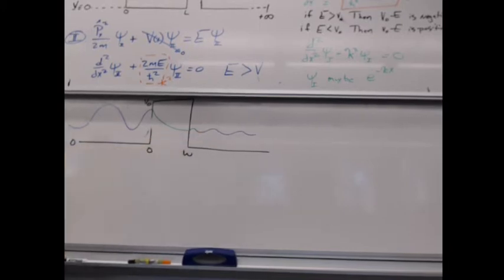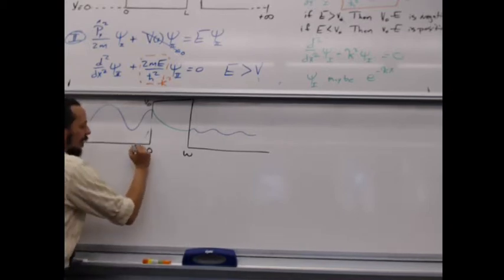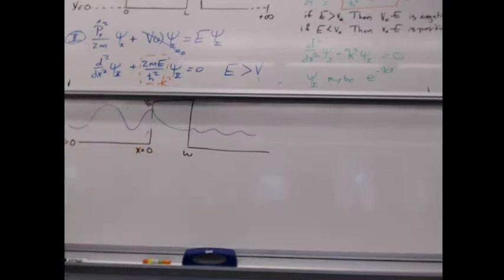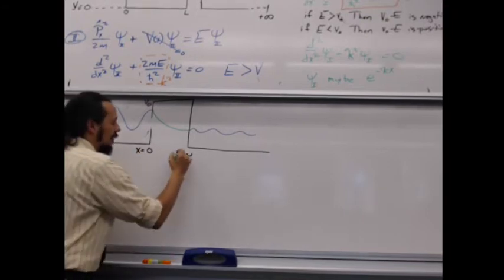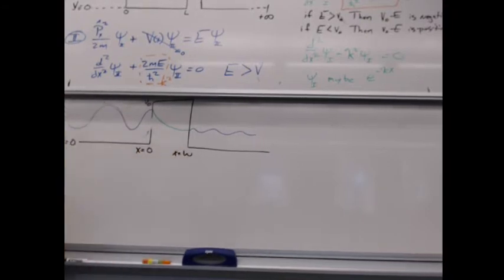Yeah? Are they supposed to both be zeros? Oh, so this is potential equals 0. This is x equals 0. Sorry. x equals W. Potential equals V0, potential equals 0. Thank you for that clarification. Yes, question over there and then up here.